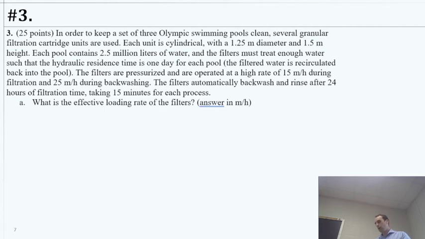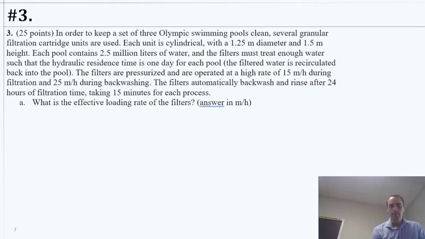The filters are pressurized and operate at a high rate of 15 meters per hour during filtration and 25 meters per hour during backwashing. They automatically backwash and rinse after 24 hours of filtration time, taking 15 minutes for each process. So part A says, what is the effective loading rate of the filters? Answer in meters per hour.